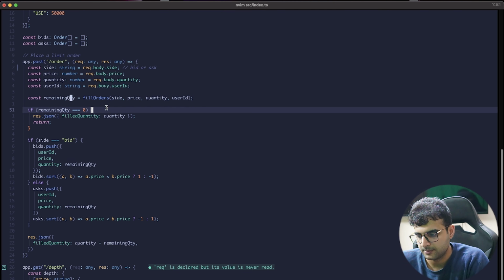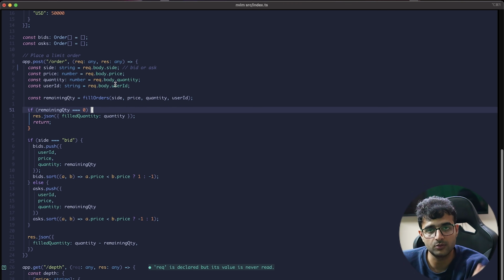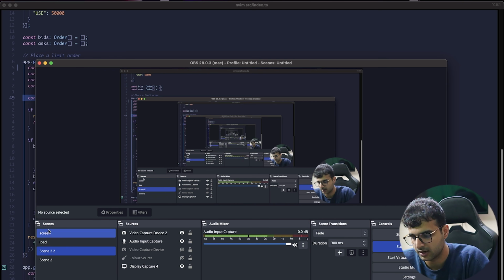Here comes an important line. Here I say, when an order comes in, I first need to check whether, on the existing order book, this order can somehow be filled. What do I mean by that?